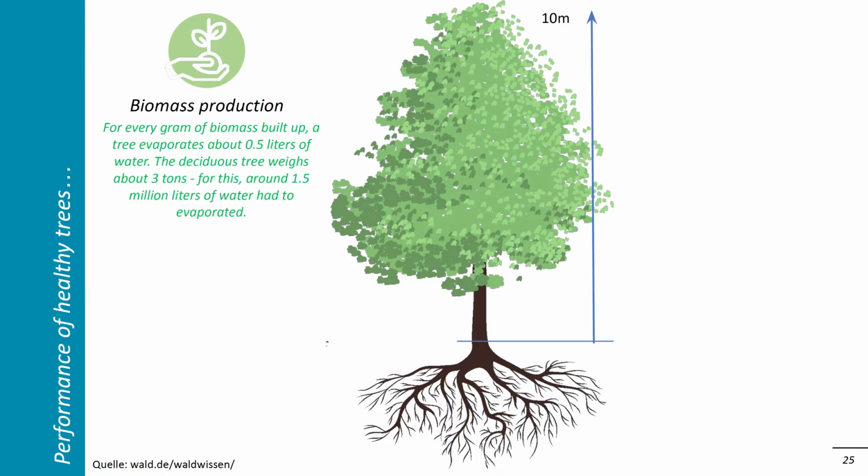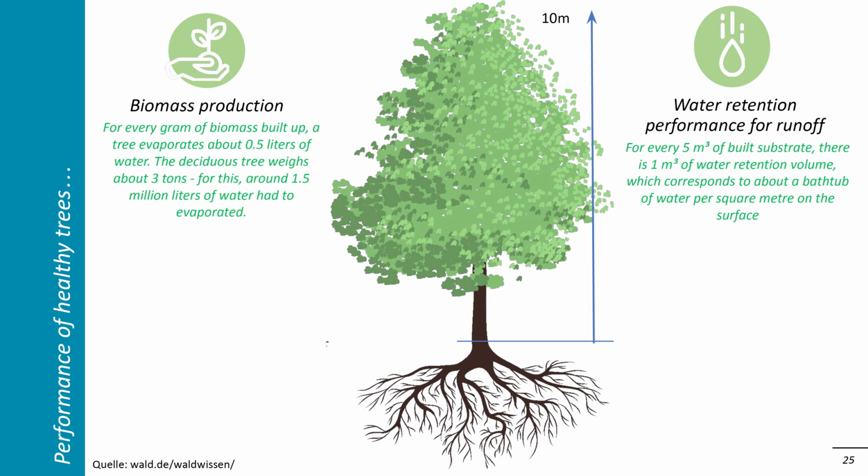This is the performance of healthy big trees. When we have a deciduous tree, 10 meters high, then this tree needs around half a liter of water to build 1 gram of biomass. It evaporates half a liter of water. It's a lot. For every 5 cubic meters of built substrate, as I presented before, we have 1 cubic meter of water retention volume in the underground. Thinking about floods and heavy rains.